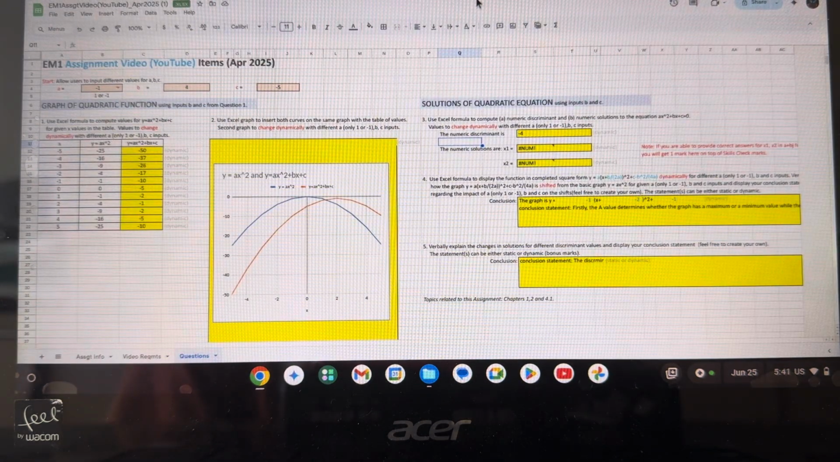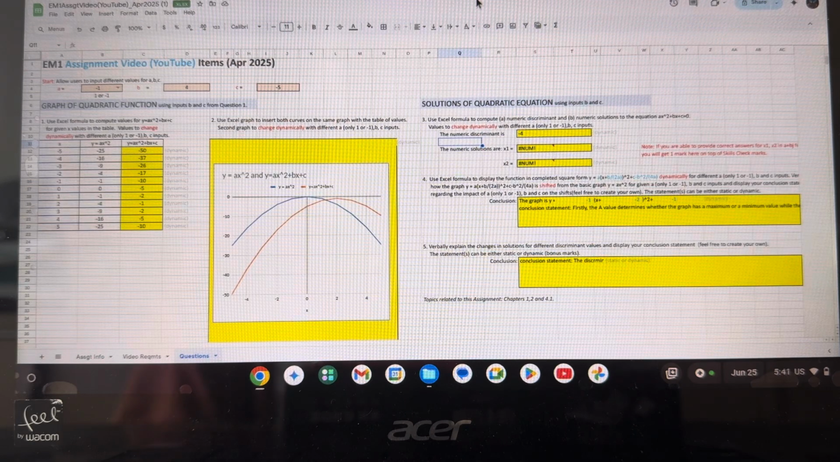Okay, so as you can see in this Excel sheet, questions 1 to 5 have been done, and questions 1 to 3 were done earlier as part of a different assignment. Questions 1 to 3 are about two equations, thus there are two graphs in the chart below, and there is also a discriminant portion down here.